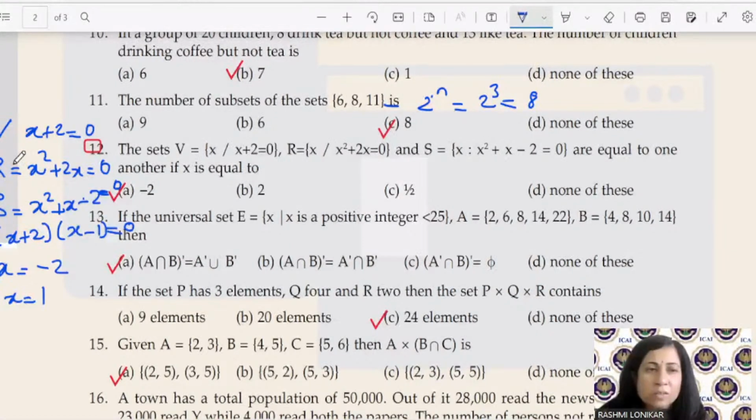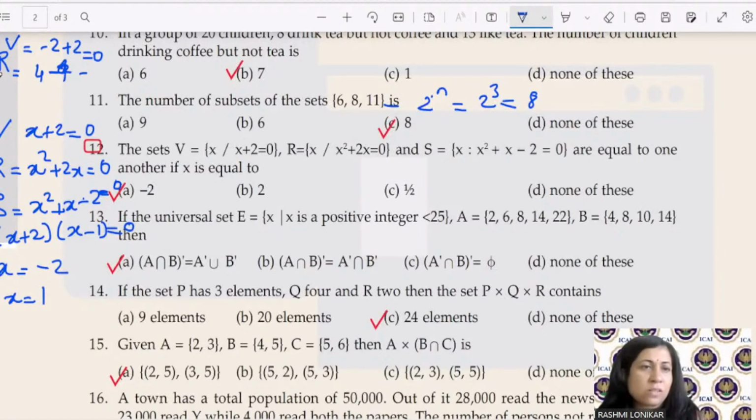I put it in the equations for V and R. What will happen if I put it in the equation for V? x plus 2 on the LHS: minus 2 plus 2, the answer is 0, which is equal to the RHS. For R, x square plus 2x: minus 2 squared is plus 4, and this is minus 4. Plus 4 minus 4, the answer is 0. And for S the answer is 0. So minus 2 is satisfying.